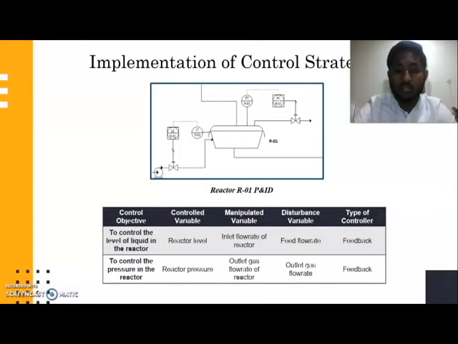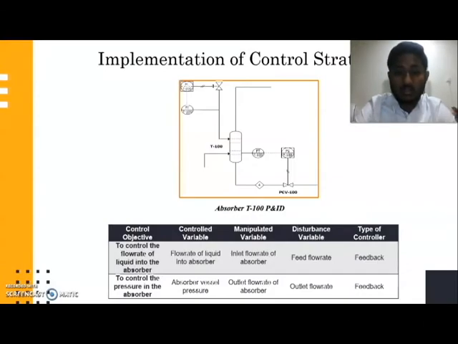So the first is reactor, RO1. The control objective is to control the level of liquid in the reactor, and also to control the pressure in the reactor. The type of controller used is feedback. So what happens here is that the control variables are measured first, the reactor level and also the reactor pressure. Then the inlet flow rate of the reactor and also the outlet gas flow rate of the reactor are manipulated or adjusted until they reach the desired set point.